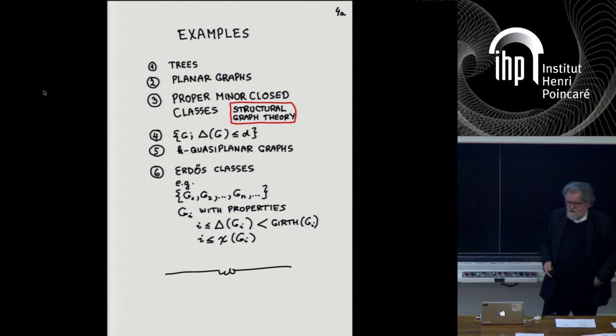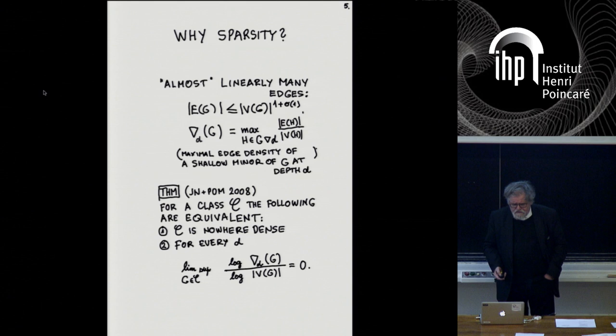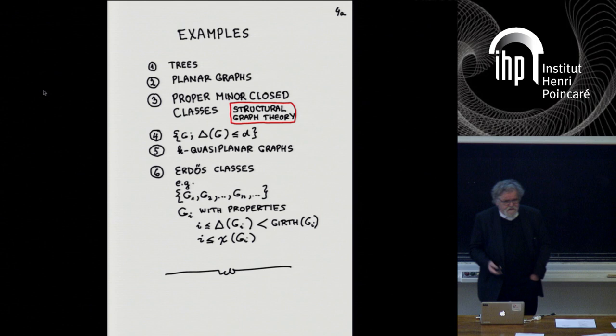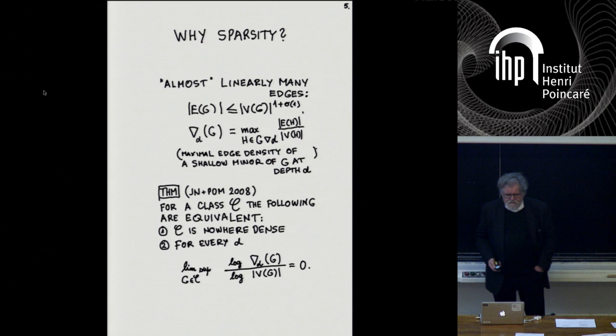And this is thanks to various characterizations, and particularly it's related to sparsity. Why sparsity? It's not clear at all at the beginning why such a graph should be sparse. But there is an equivalent characterization: they have almost linearly many edges, so the number of edges is bounded by an almost linear power of the number of vertices.